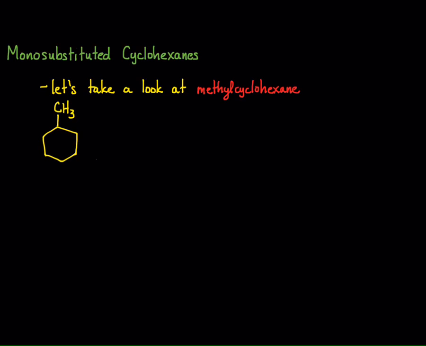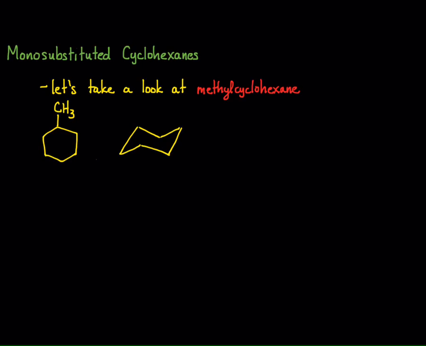So let's say we have methyl cyclohexane. Now, so far we've drawn methyl cyclohexane like this, right? We have a six-membered ring, and then we have a methyl group coming off of it. But we really haven't talked about the three-dimensional geometry of methyl cyclohexane. So now we can do so.